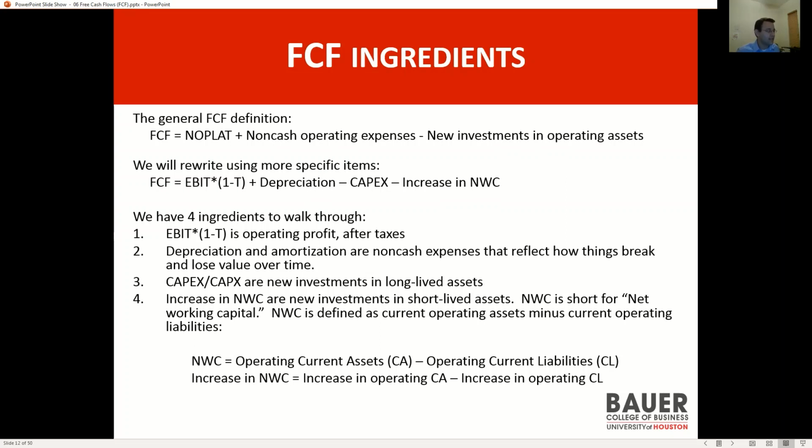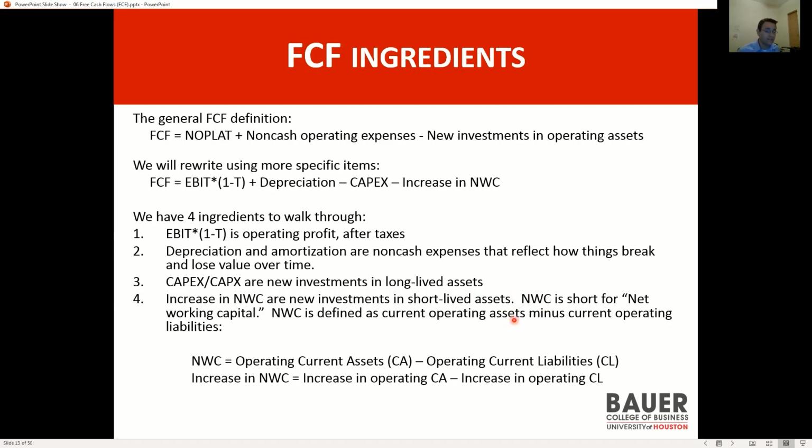It's just an accounting convention, a useful convention, but it's not a cash flow. Okay, so those are the non-cash expenses that we're going to focus on. CAPX is, sometimes I'll write it with an E, sometimes not. You'll see it both ways. Those are new investments in long-lived assets. And increases in net working capital are new investments in short-lived assets. Okay, you'll see me abbreviate that as NWC, net working capital.